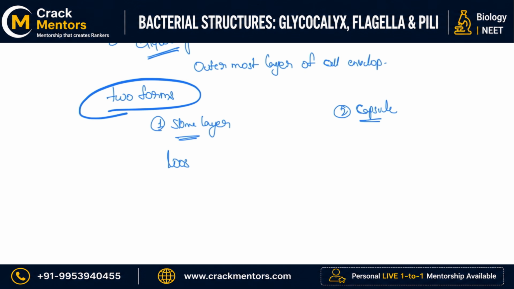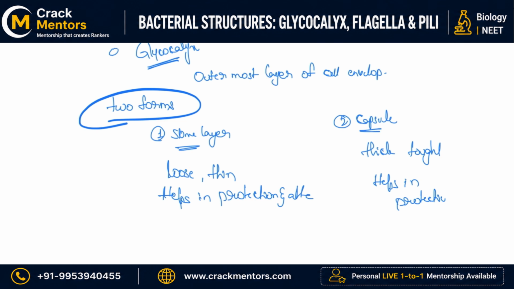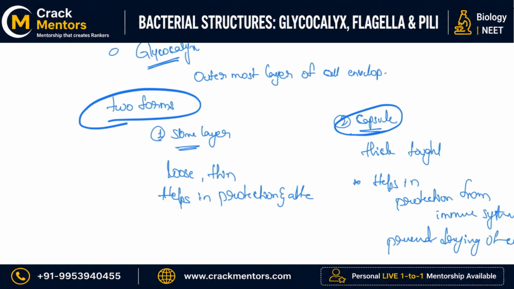Coming to the slime layer, it is very loose, thin, and helps in protection and attachment. Whereas coming to the capsule, it is very thick and tough, and also this capsule helps in the protection from the immune system. Like as they cause diseases in the other organisms, they help them in protecting from their immune system, and they prevent drying of the cell. So capsule is something that makes bacteria more pathogenic. What do you mean by pathogenic? It is more disease causing.